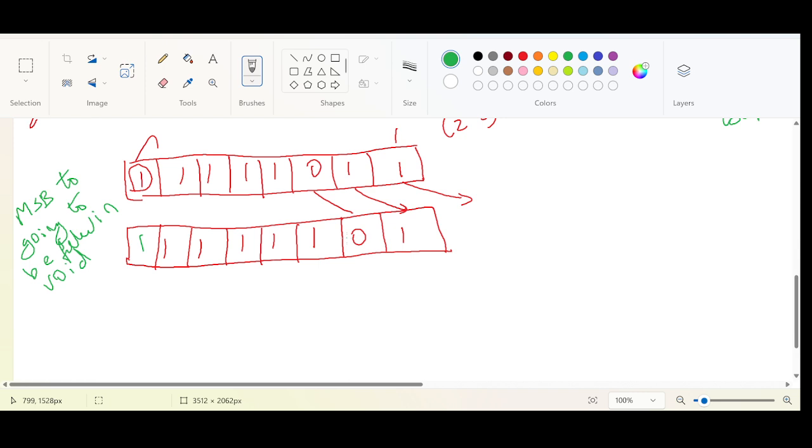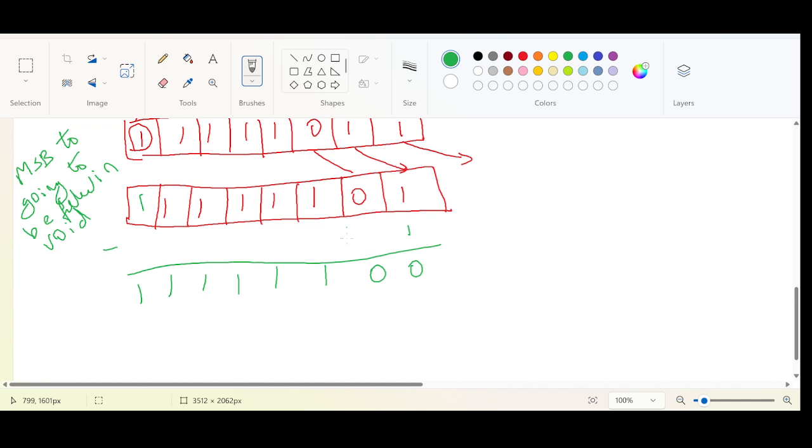In this case, first let me do minus 1. So the answer is going to be 0 0 1 1 1 1 1 1. Minus 1 is done. Now flip the numbers. So this is undoing the 2's complement. First do the minus 1, then flip the numbers. Flipping the numbers means very simple.